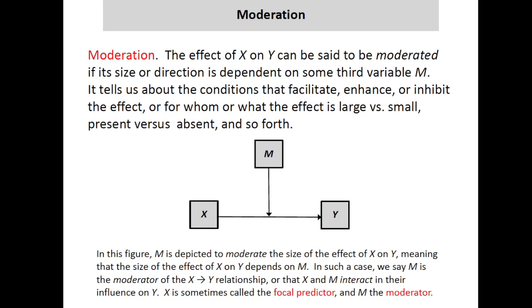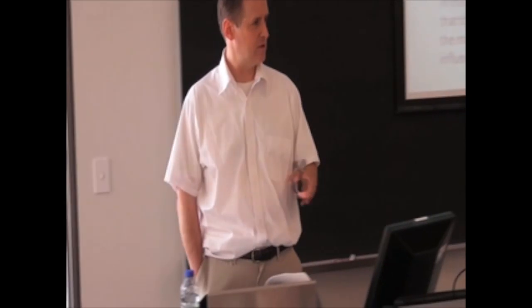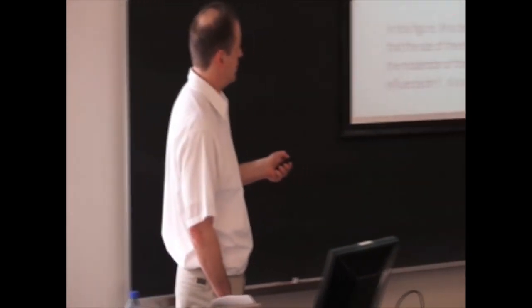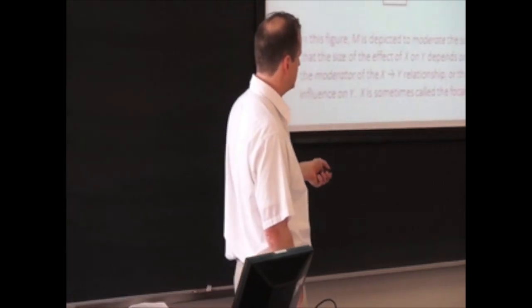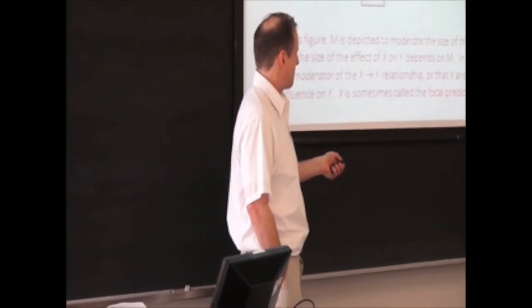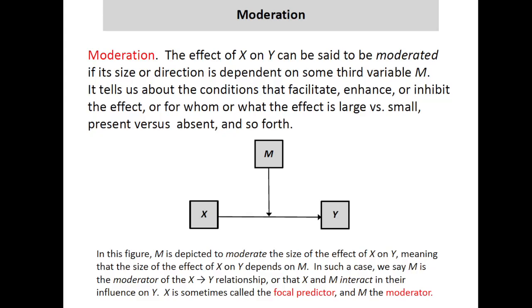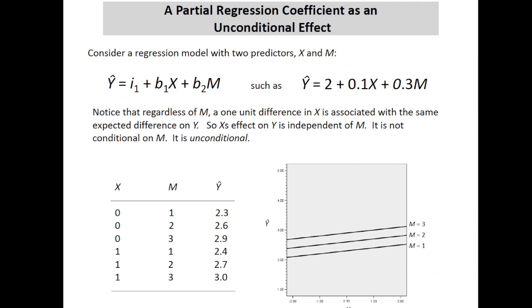We also use the term interact. Interaction and moderation are the same thing, different terms for the same thing. X we call the focal predictor and M the moderator. It's nice to use those terms because when we talk about these models, it's nice to think, well, what is the causal agent you're interested in? That's the focal predictor, and which is the moderator? It's a very, very quick overview of one property of partial regression coefficients, and that's that they are unconditional effects.